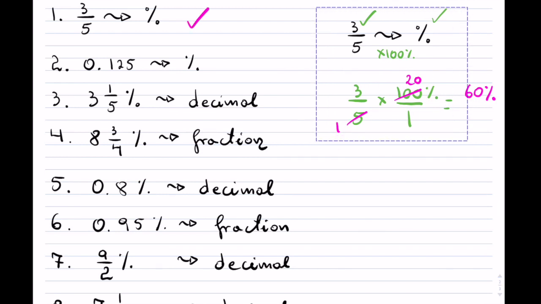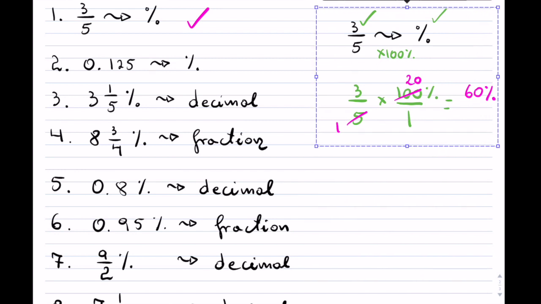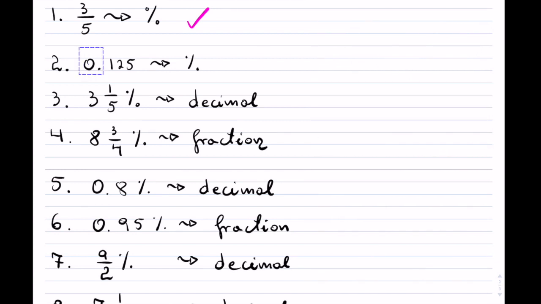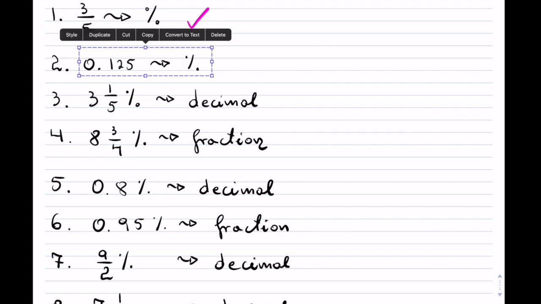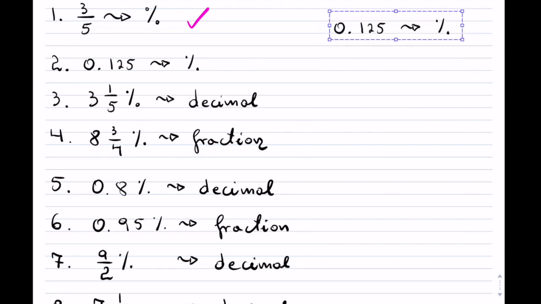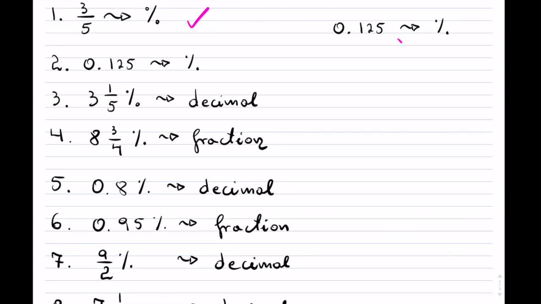Let's take a look at the second example. In the second example, now I have a decimal that I want to convert to a percent. And again, from a decimal to a percent, I have to multiply by 100%. Multiplication of a decimal is simply shifting the decimal over. So this one is much easier to do, and that will be 12.5%. That's example number 2.